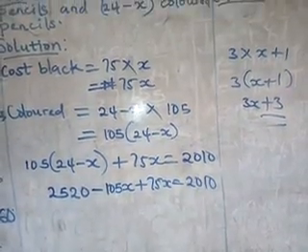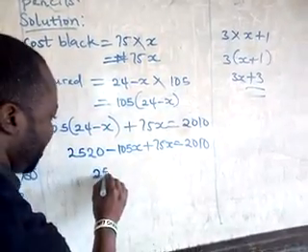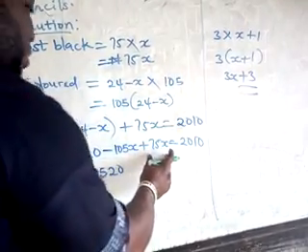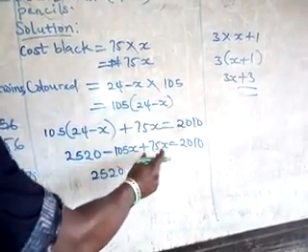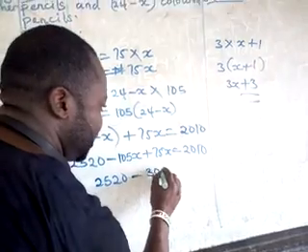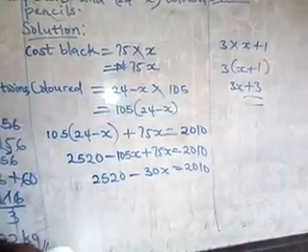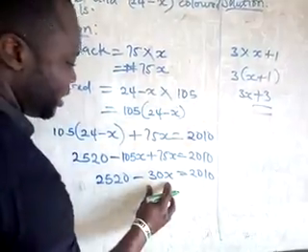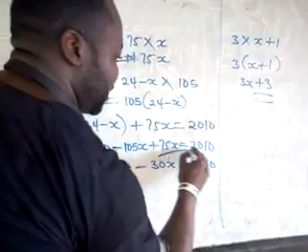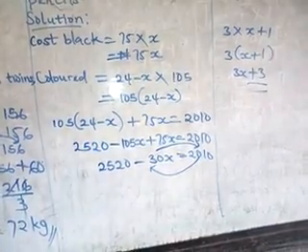So what's the next thing? Let's collect the like terms. So now 2520 minus 105X plus 75X will give us what? Minus 30X equals 2010. So what's the next thing? Make this stand alone. Are you getting it now? Or better still, you bring this out, then you bring this in. Are you getting it now?